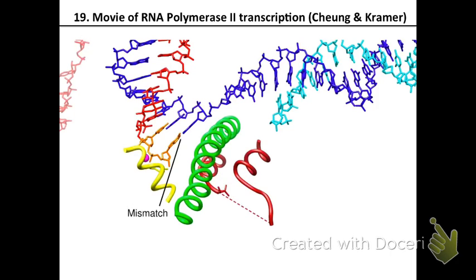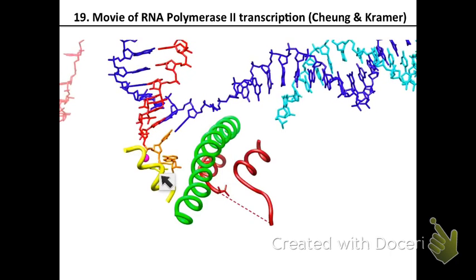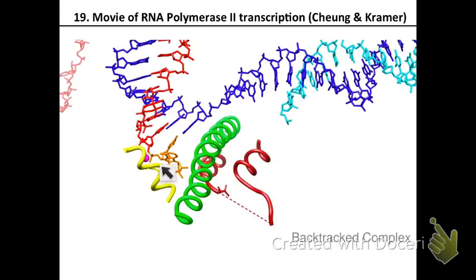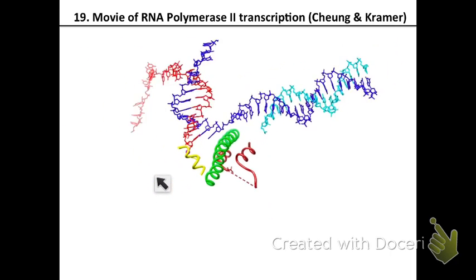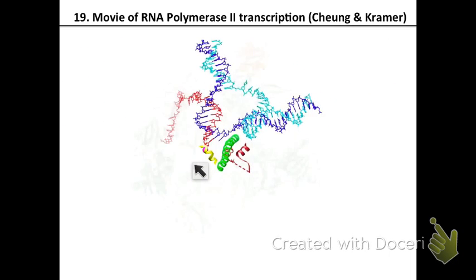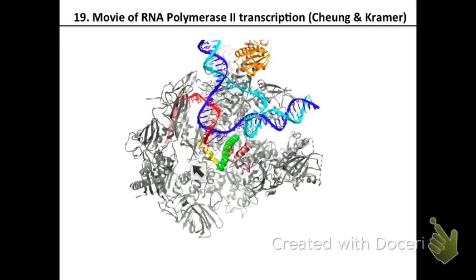So what happens when there's a mismatch? The mismatch gets recognized, and a couple of nucleotides get cleaved. So the complex backtracks so that the mismatched nucleotide is here. A couple of nucleotides get cleaved and removed. And it doesn't stop there, so RNA polymerase actually gets arrested. So to recover from that arrest, the polymerase complex does something interesting.